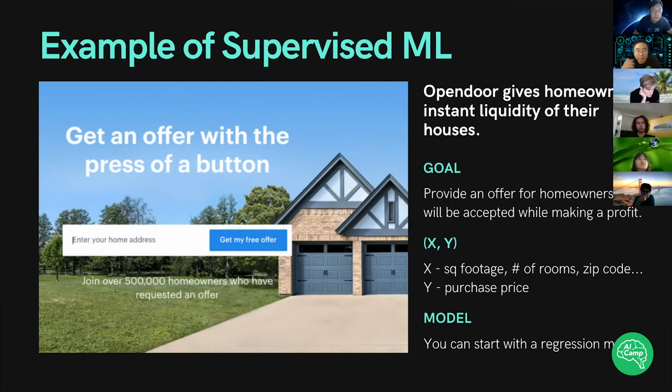And then they will send a few people to do the inspection and that kind of stuff, and they're going to wire you the money, okay? As you can see here, the goal is to make an offer to the homeowner that will be accepted, without seeing the house, though. And the X would be all the predictors: how big the house is, how many rooms you have, what's the location, etc. And the thing you're trying to predict, of course, is the purchase price, okay?